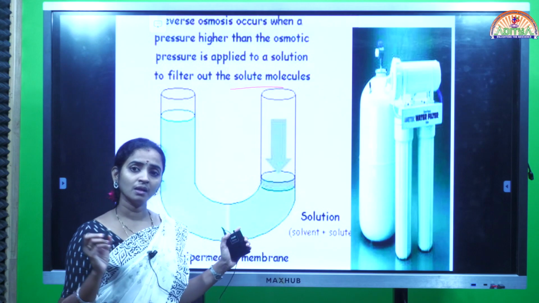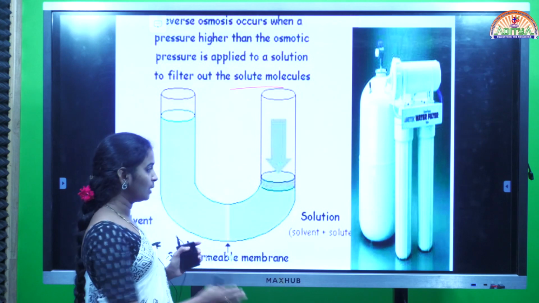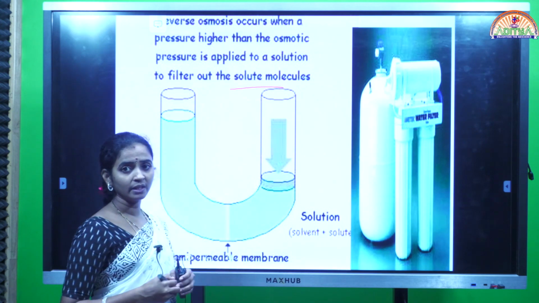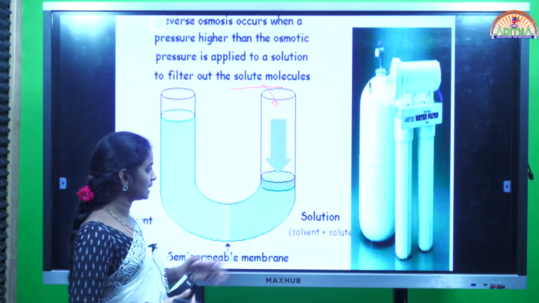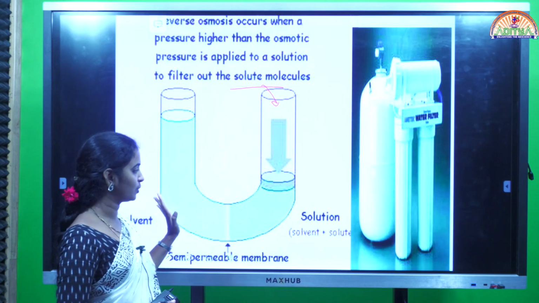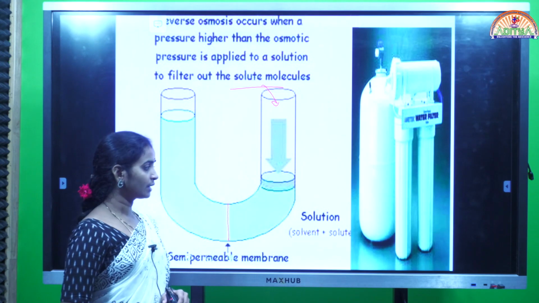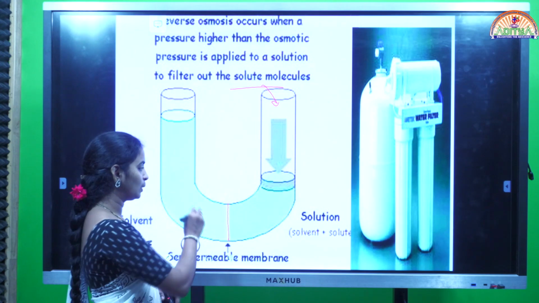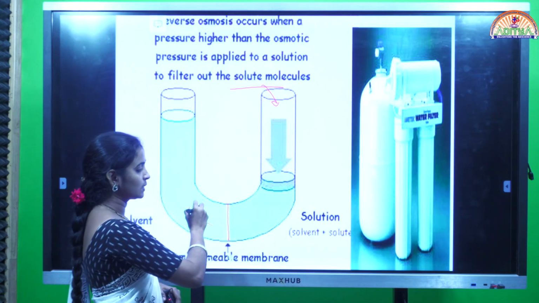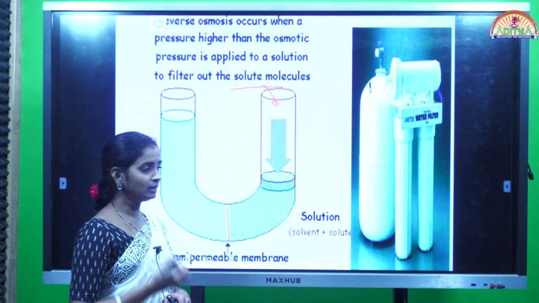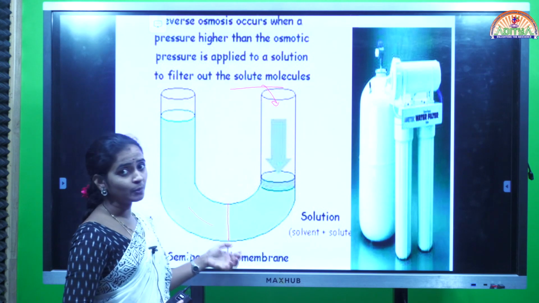Where there is osmotic pressure, osmosis occurs. But now in this system we are applying a pressure higher than the osmotic pressure. See here, this is the solution and this is the purified water, and in the middle of these two we can observe the semi-permeable membrane. Osmosis means movement, sorry, from the higher concentration to the lower concentration, the molecules move through this membrane. That is called osmosis. But here reverse osmosis takes place.